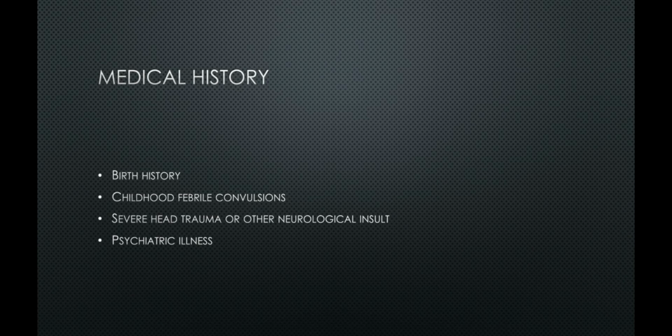Besides the medical history, the family history, and the drug history, other important questions are about the birth history. Was the birth normal or not normal, was it a vaginal delivery or C-section, and was there any injury during the birth? Childhood febrile convulsions are also very important. Severe head trauma or other neurological insult, and psychiatric illness. So these are very important questions you should ask in the medical history.